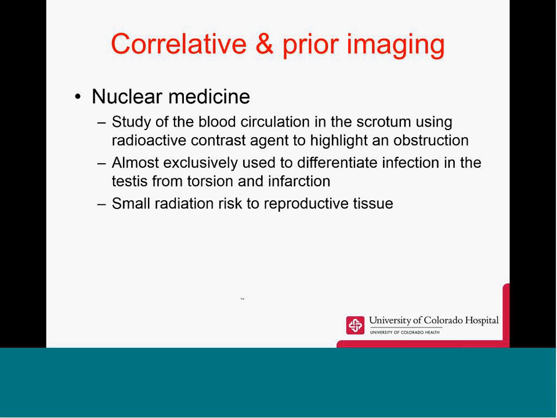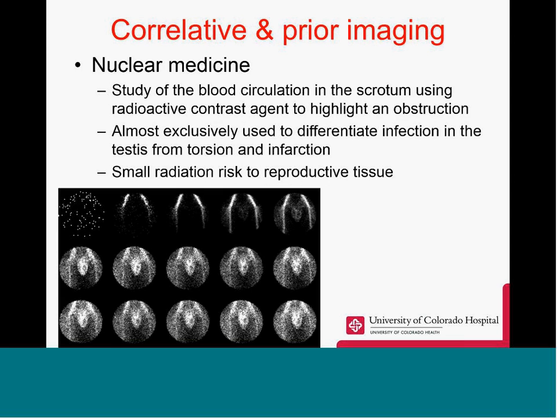Just about finishing up here, we have correlative and prior imaging. Nuclear medicine is useful in some different instances. It studies blood circulation in the scrotum using a radioactive contrast agent to highlight an obstruction. It's almost exclusively used to differentiate infection of the testis from torsion and infarction. There is a small radiation risk to the reproductive tissue. That's why we'll always start with an ultrasound. Here we can see a nuclear medicine study for testicular torsion.